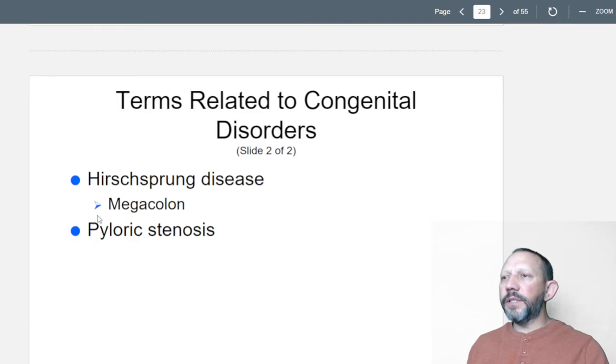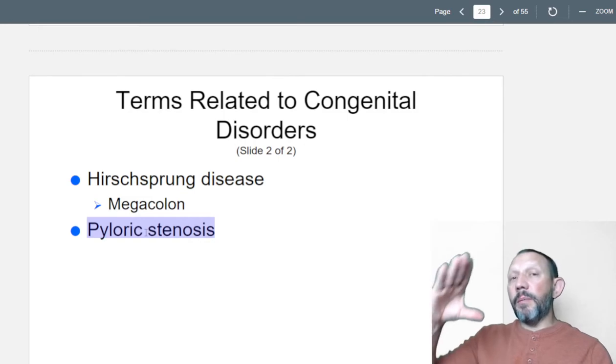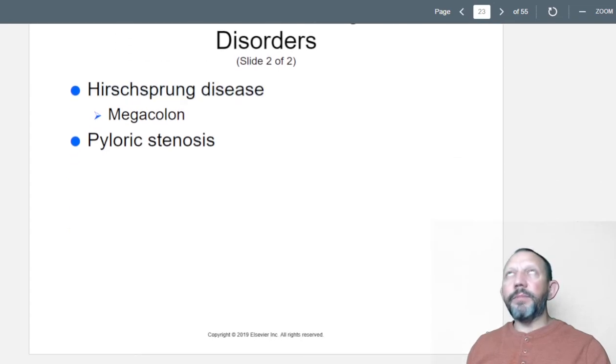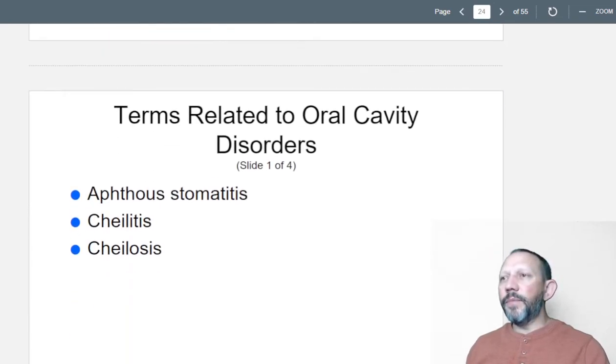Congenital Hirschsprung's disease and megacolon and pyloric stenosis. Stenosis, remember, means like a narrowing of. Hirschsprung's disease, you can look that up. I wouldn't worry too much about it. I can't remember off the top of my head right away.